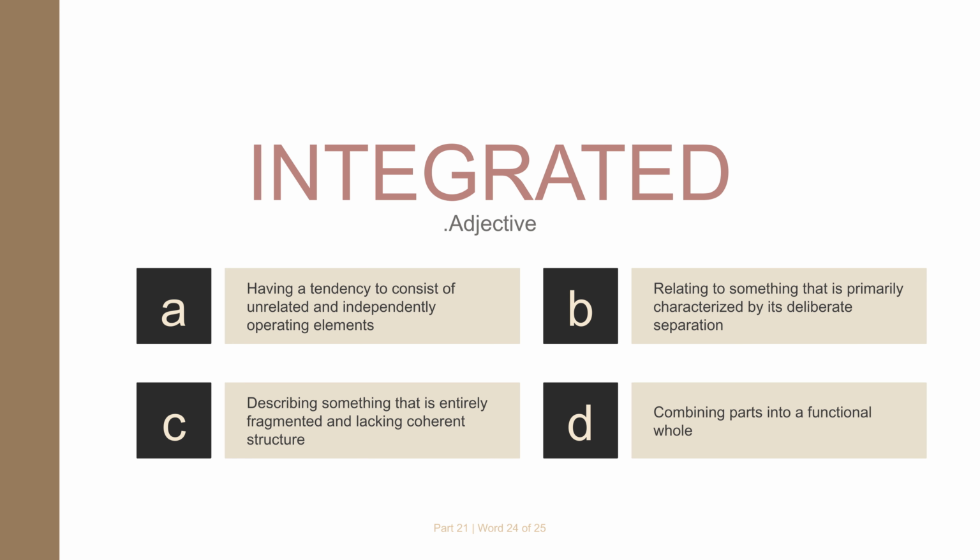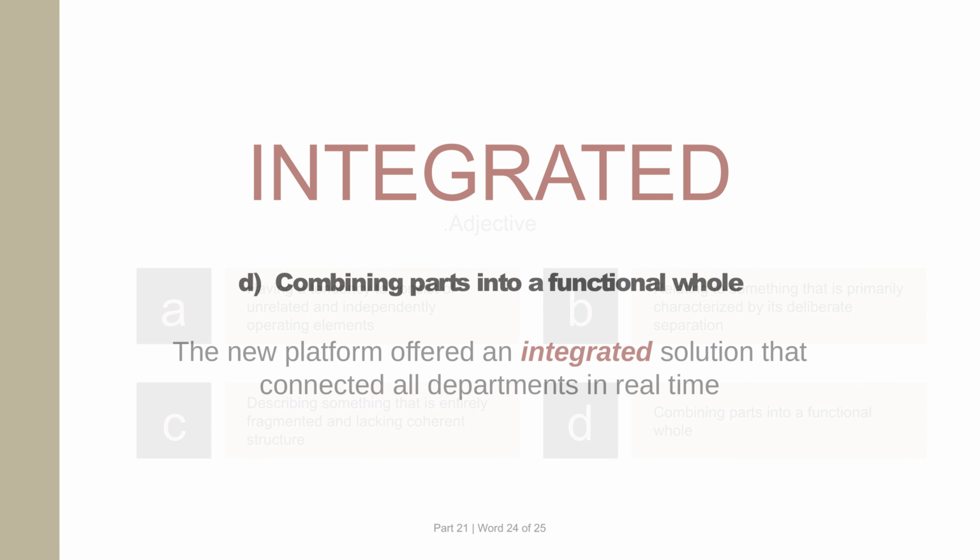Correct answer, option D. The correct meaning of integrated is combining parts into a functional whole. Example: the new platform offered an integrated solution that connected all departments in real time.